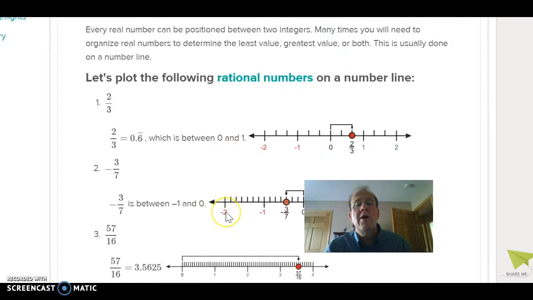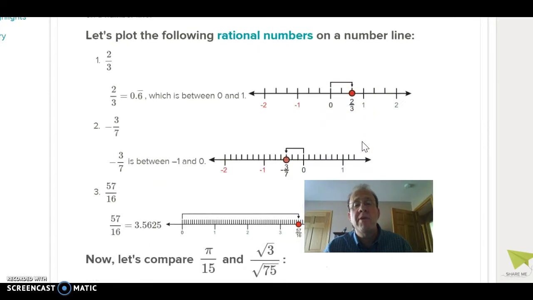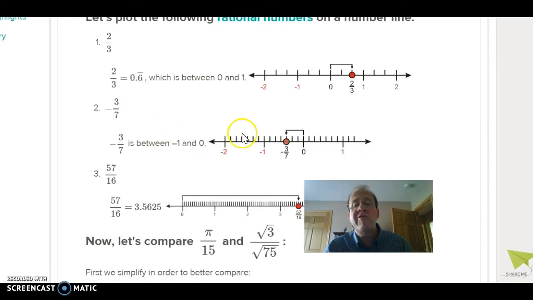Good. Now, for ordering and graphing real numbers, if we were to graph it, for example, the 2/3, it's between 0 and 1. And if you chop 0 and 1 into 3 intervals, 2/3 is in between. -3 over 7 is between -1 and 0. And again, we can kind of chop our interval into 7 parts. Okay, so we can graph numbers on a number line.